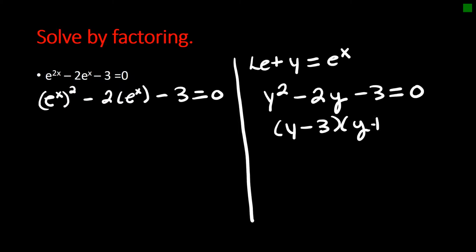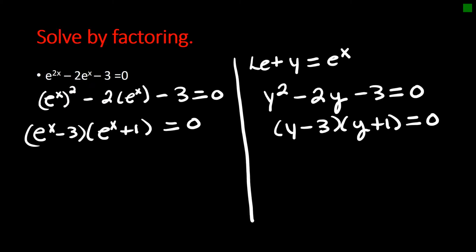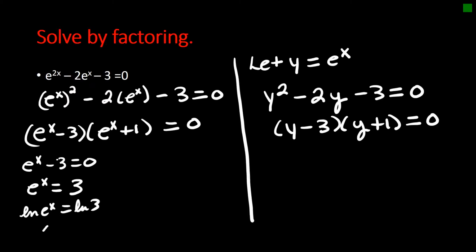(y minus 3)(y plus 1) equals 0. So what that means is that what we have over here will factor as (e^x minus 3)(e^x plus 1) equals 0. So e^x minus 3 equals 0 means e^x equals 3. We take the natural log of both sides. x is going to be natural log 3, or 1.099.